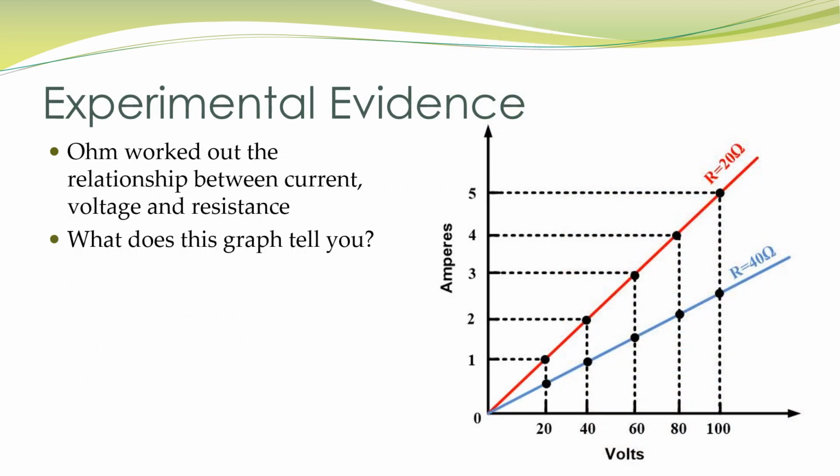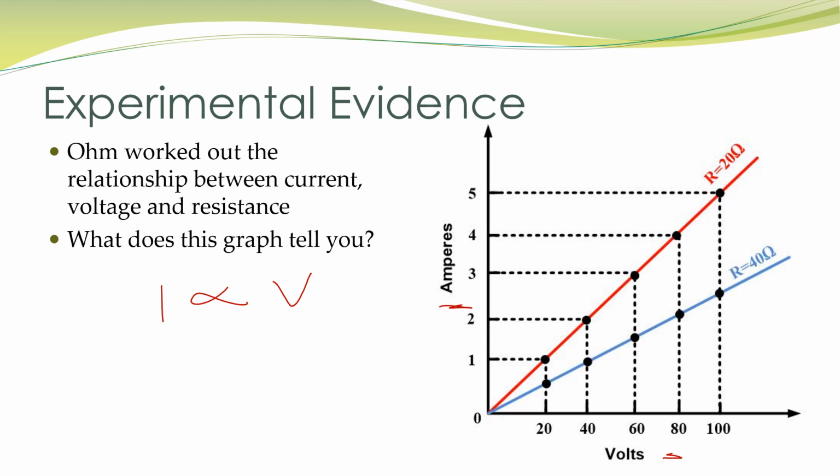All right, let's have a look at some experimental evidence. So we've got a graph here where we've got current on the y-axis there and voltage on the x-axis there. And you can see they form a linear relationship. All right, you can see they are directly proportional to each other. So we would say that the current is proportional to the voltage. All right, and if you look at these graphs, they're linear graphs.